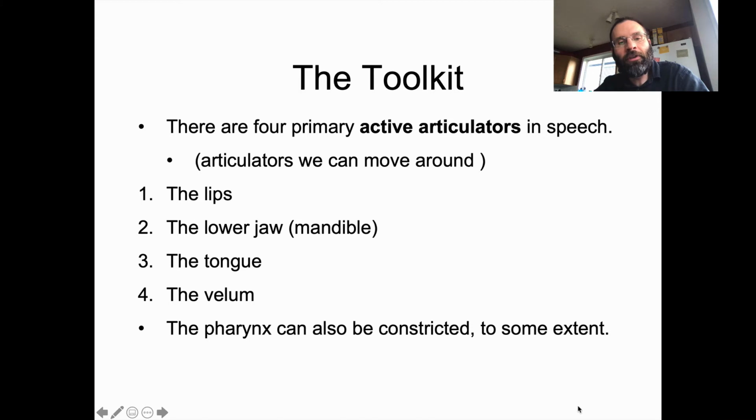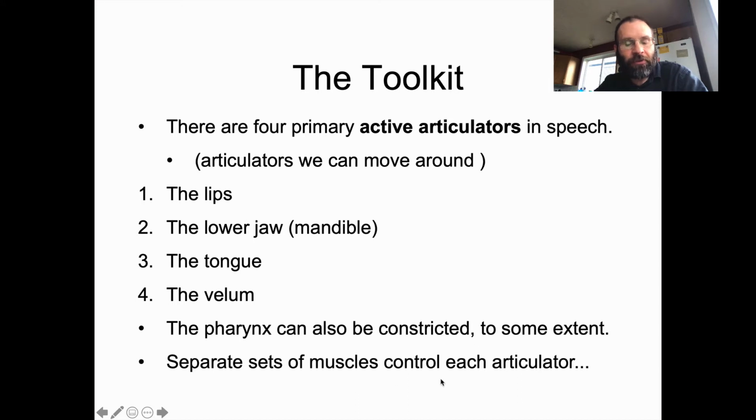I will also let you know that the 5th one is the pharynx, which can be constricted to some extent. There are sphincter muscles around your pharynx, which can make it constrict like this. I'm not going to talk about that a whole lot because it doesn't get involved with a whole lot of the speech sounds that we're used to thinking about. But just so you know, you can play around with that one as well. Separate sets of muscles control each one of these articulators. I'm going to walk through them in order like this. The tongue is the most complicated one by far. We go up in complexity through the tongue, and the velum is not quite as complicated as that. But let's start out with the lips and what we can do with those.